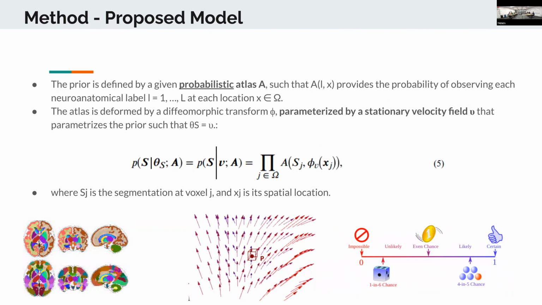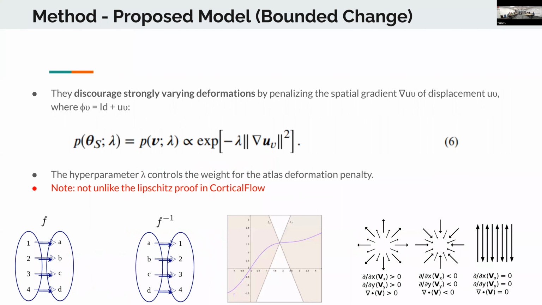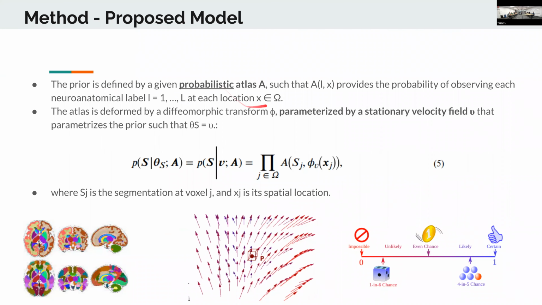Okay. So here they're defining the probability distribution of the segmentation in terms of the atlas and the deformation parameters, and essentially, per voxel, to get the probability, they just multiply over the voxels for the atlas after deformation.